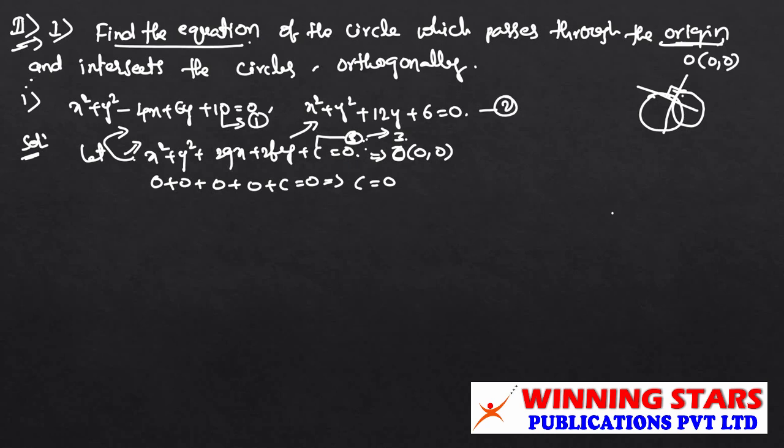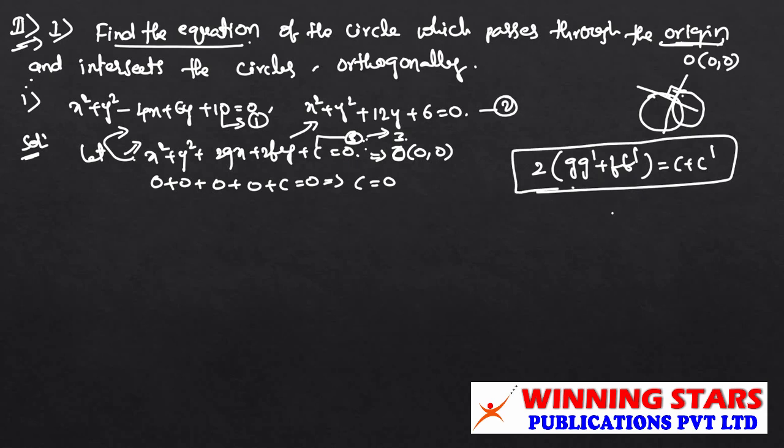The orthogonality formula is 2gg' plus 2ff' is equal to c plus c'. We have to use it here. I will use it with the first and third equations, because the first and third circles intersect orthogonally. From the third equation, g' is equal to minus 2, f' is equal to 3, and c' is equal to 10.